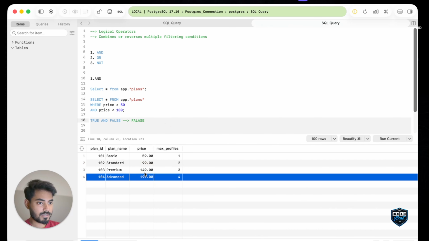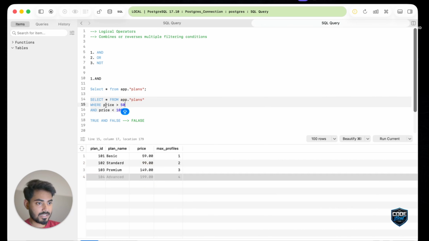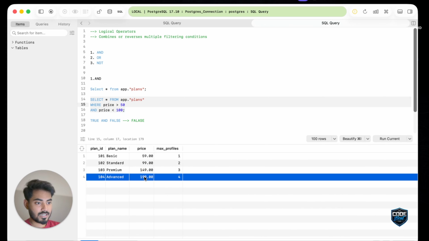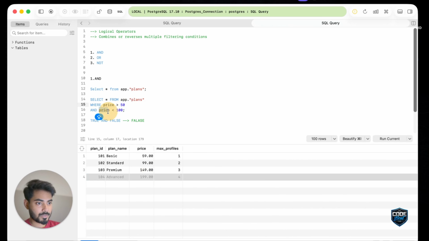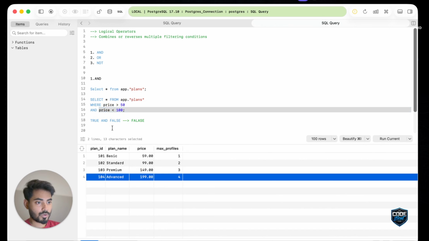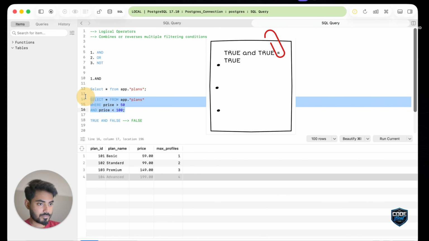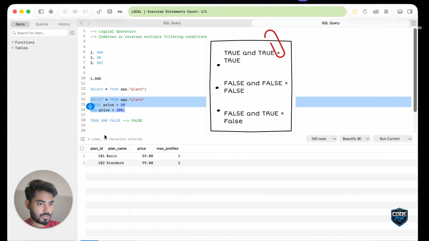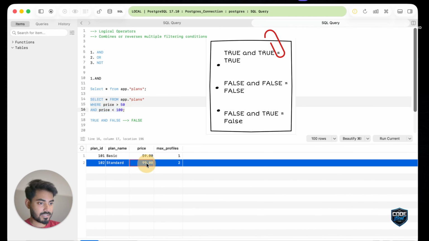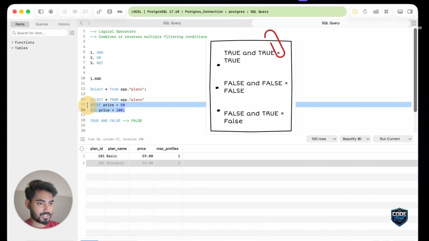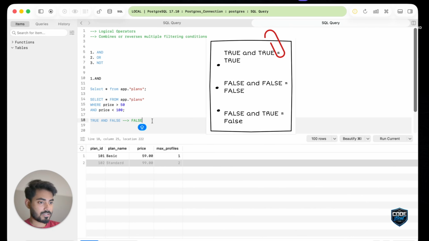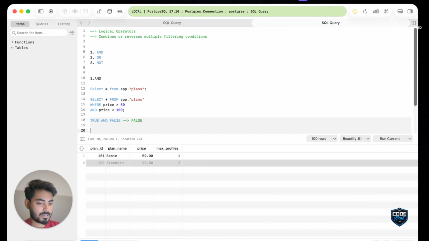And what about the last row, 199? Is the price greater than 50? This condition is true. But this condition, price less than 100, is false. So again, true and false is false. So this row will also not come in the output. Let's see. We got only two rows here, 59 and 99, which satisfy both the conditions. That's why they are in the output. So that was the use of the AND logical operator.